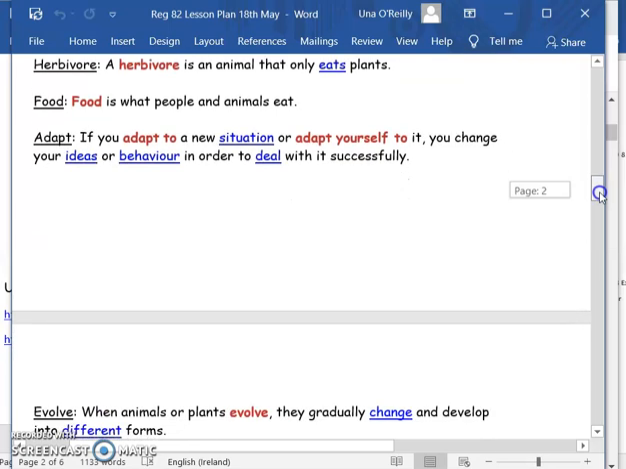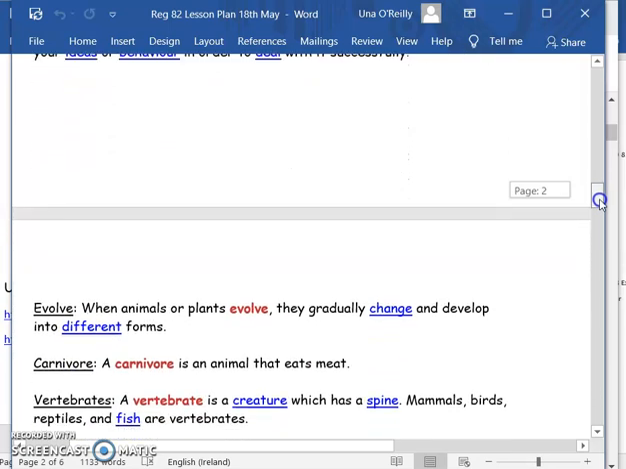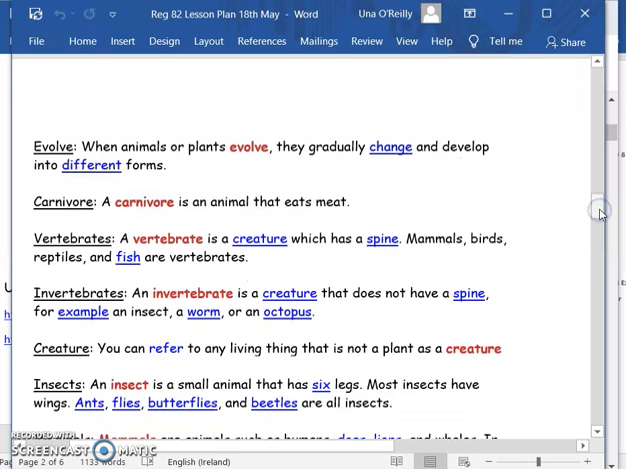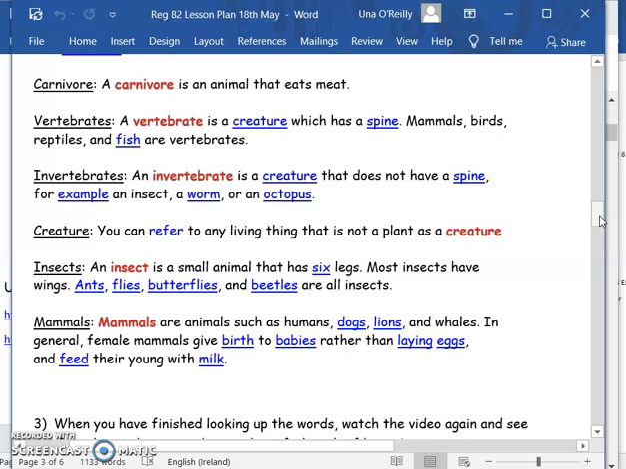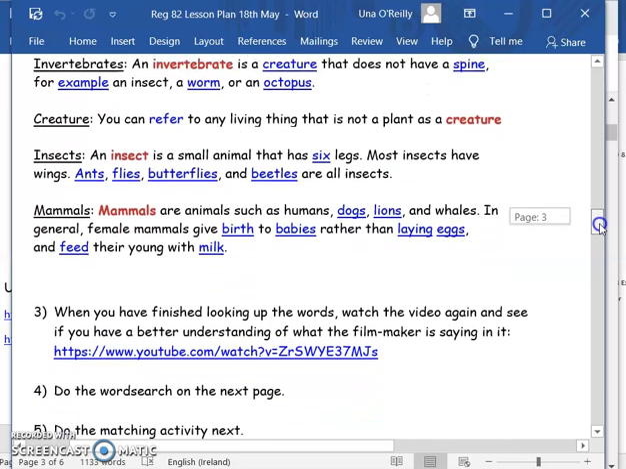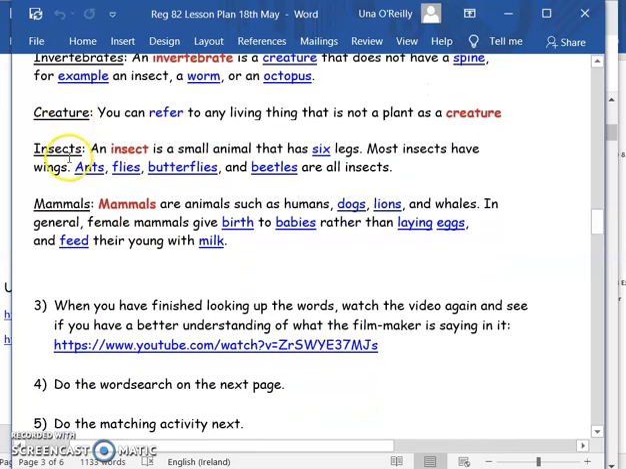Adapt, to adapt or change to your environment. Evolve, what does evolve mean? A carnivore. Vertebrates, invertebrates. Creature, this one here. Insects, mammals, okay? So have a go at looking up those words. If you don't get to all of them, that's okay. You have a definition there for all of those words. But have a go and see how you get on, okay?